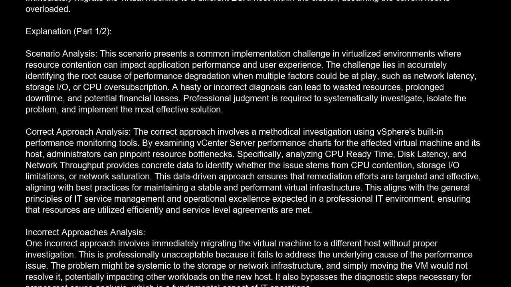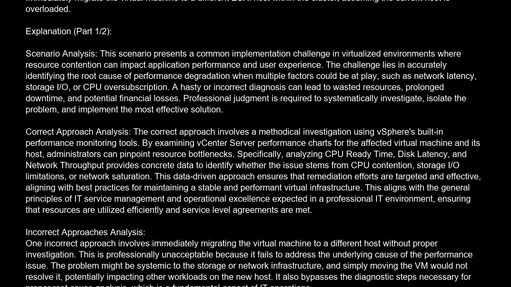This data-driven approach ensures that remediation efforts are targeted and effective, aligning with best practices for maintaining a stable and performant virtual infrastructure. This aligns with the general principles of IT service management and operational excellence expected in a professional IT environment, ensuring that resources are utilized efficiently and service-level agreements are met.